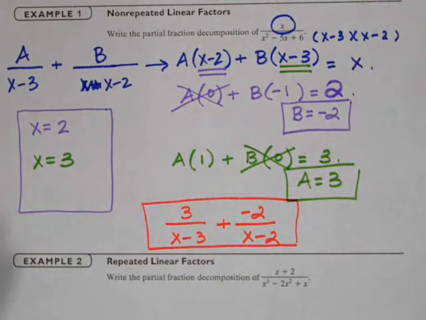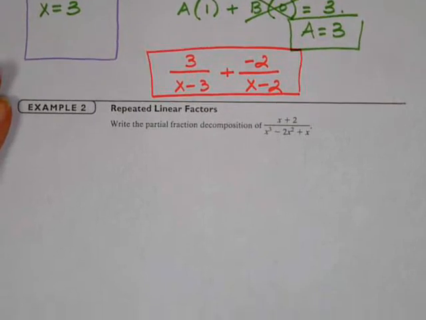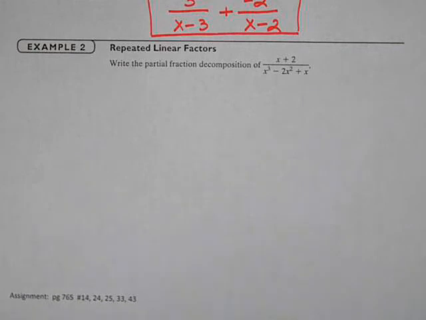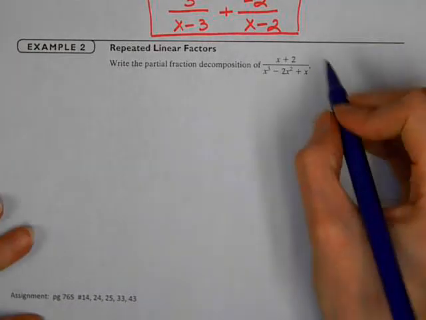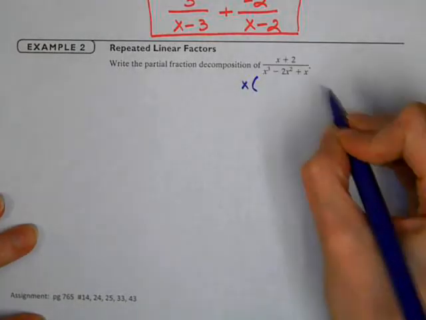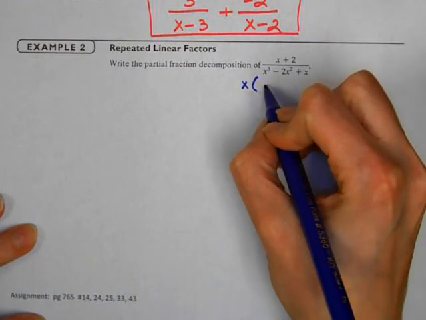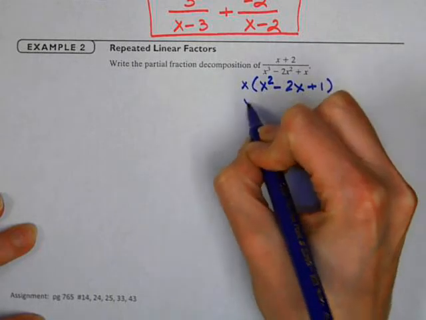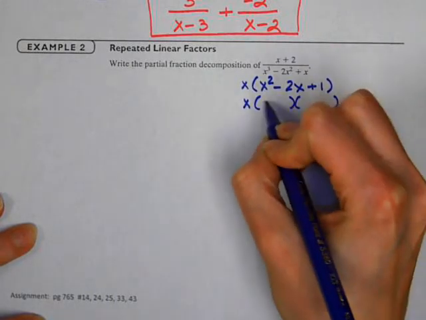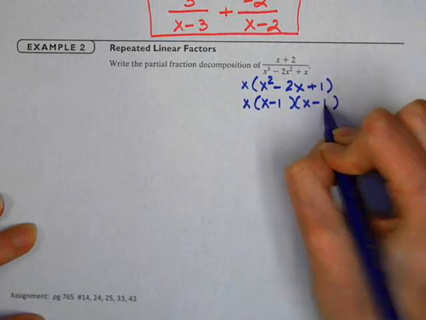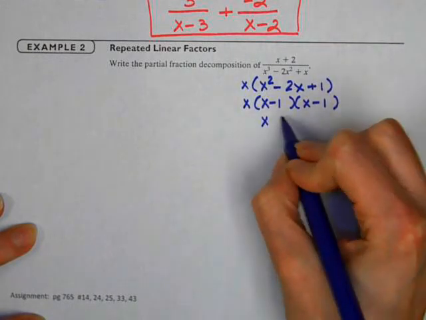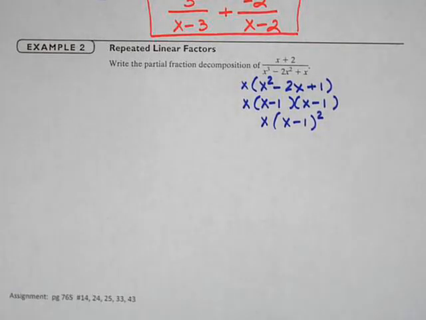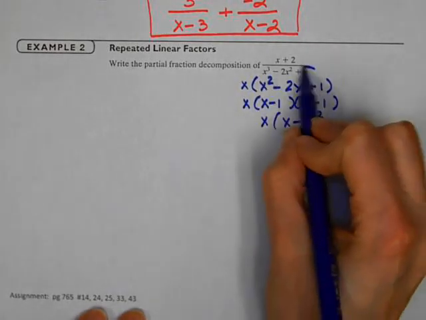All right, now, just when you guys are feeling confident, I'm going to throw a harder one at you. Let's try number 2. So when you guys factor the denominator, let's see what we get. We're going to start by pulling out an x, and then you get x squared minus 2x plus 1, and then that can actually factor further, x minus 1, x minus 1, which we technically could write as x times x minus 1 squared. Okay, that was just factoring the denominator.